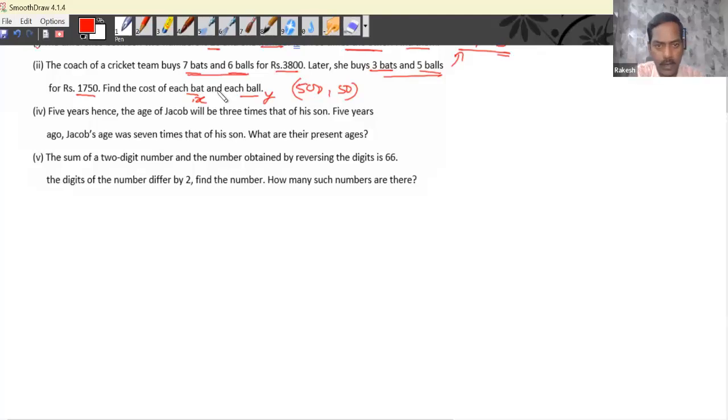There are two people, Jacob and his son. Neither of their present ages is known, right? The conditions are talking about either 5 years in the future or 5 years in the past, right? So 5 years in the future, each one of them will be 5 years older, and 5 years in the past they will be 5 years younger, right? Say this is Jacob and this is his son. The present age of both is not known. I'm just assuming that their present ages are x and y.